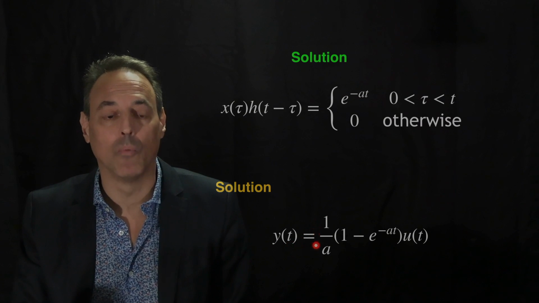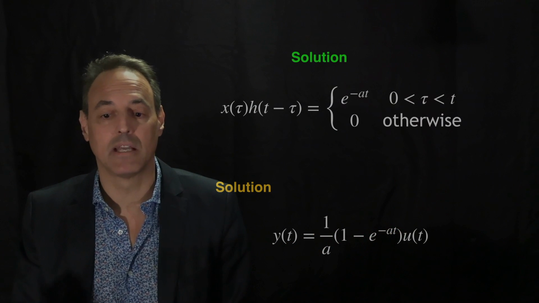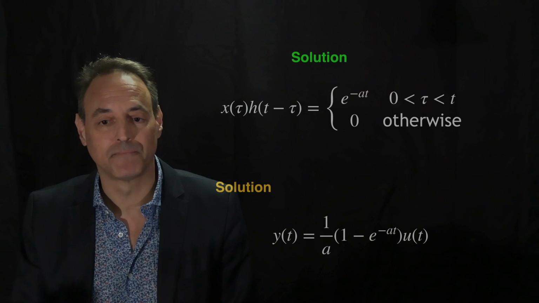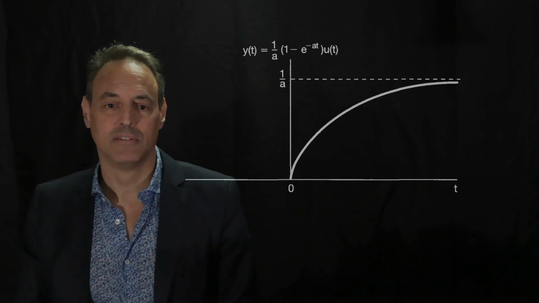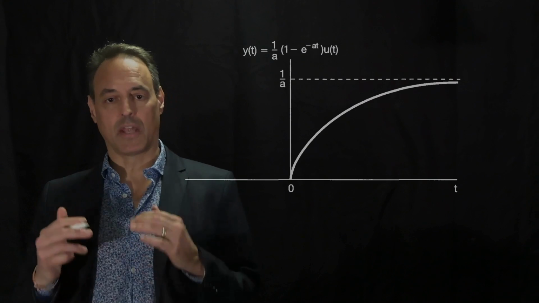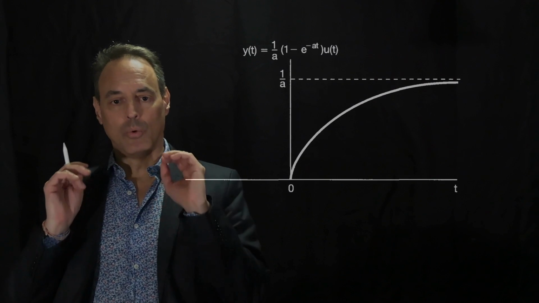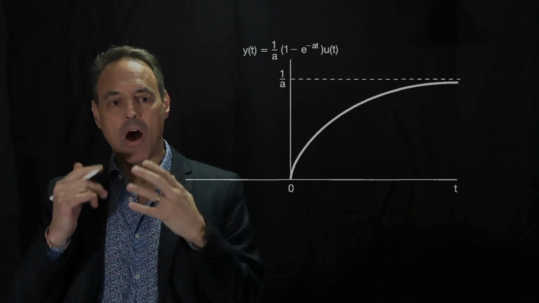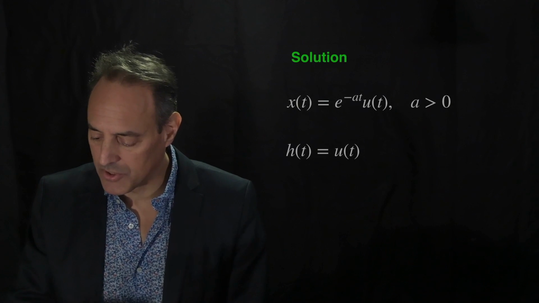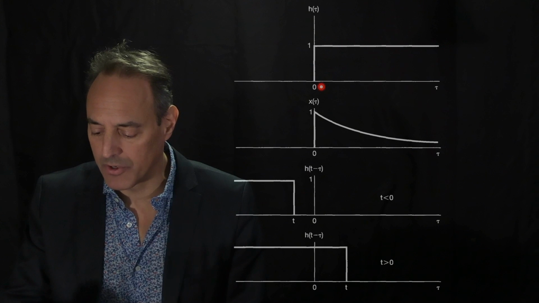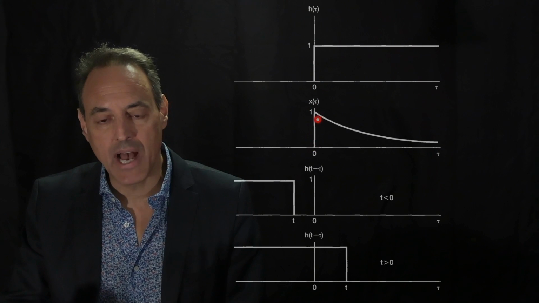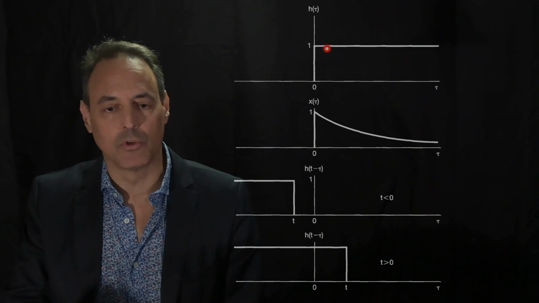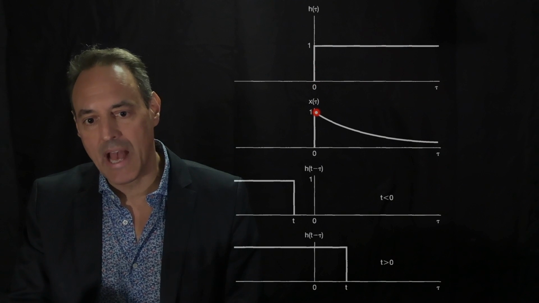So this is your output, 1 over a, 1 minus e to the minus a t, times u of t, which means this is when it comes on. And this is what the solution looks like. What happens is you start the system off. You have this x of t that comes on, and it starts adding signals, which is an integral version of this thing here. First it comes on, there it is, and you add some delta amount of this function, which means you're adding this, and you keep adding this function.